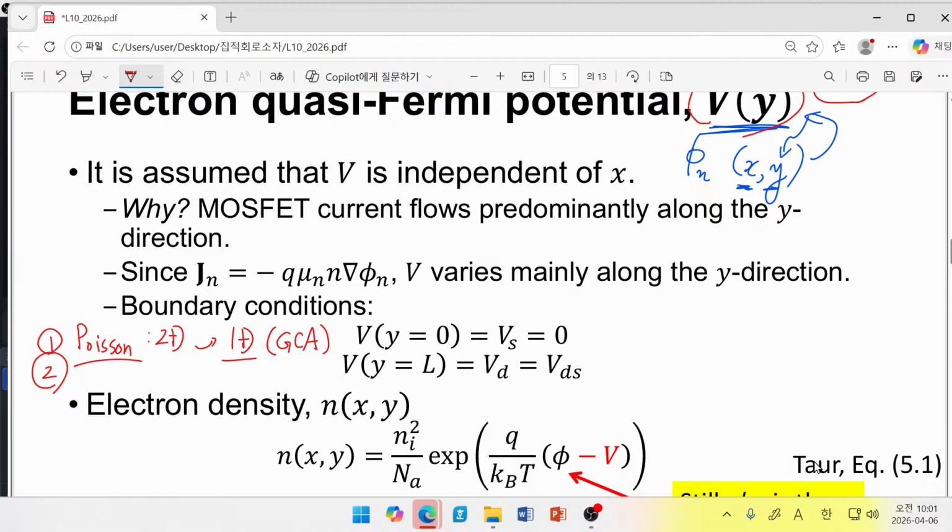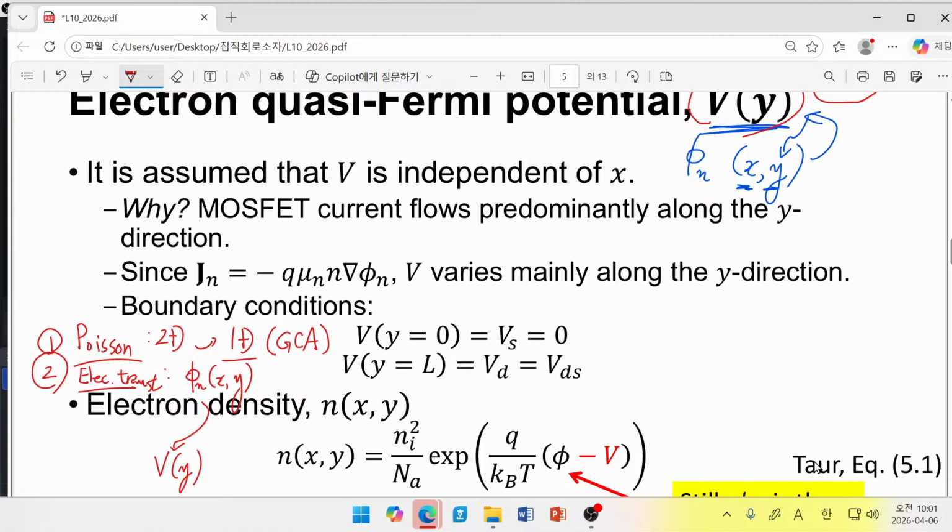And another one is about electron transport. In order to consider electron transport, we have to consider the electron quasi-Fermi potential, which is a function of both x and y coordinates, but we also made quite a bold approximation: along the vertical direction, the electron quasi-Fermi potential is shared.